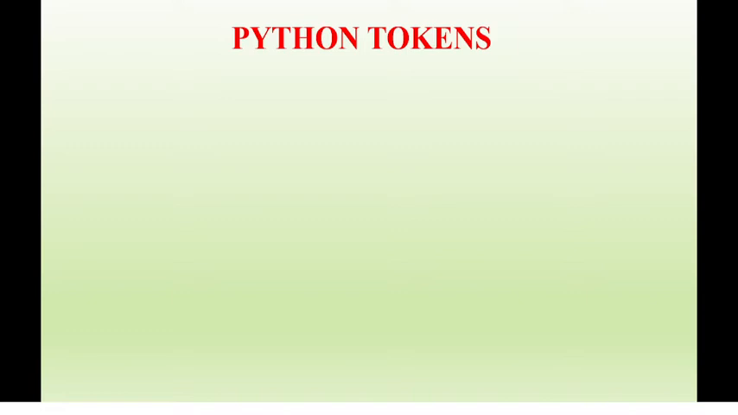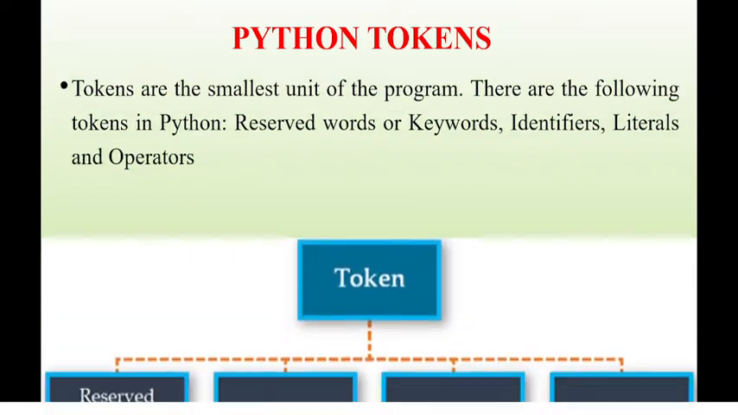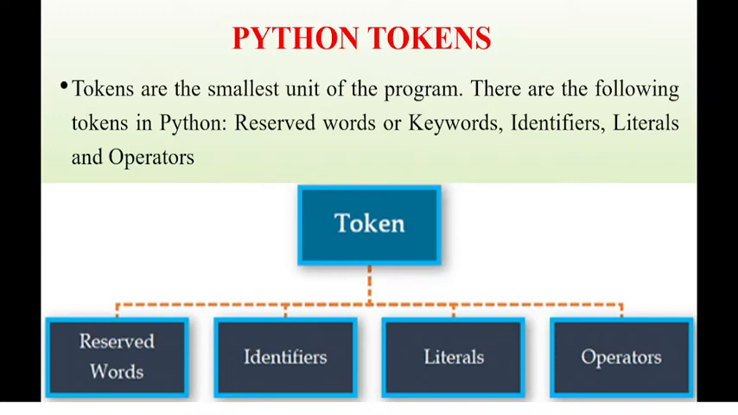In this video, I am going to discuss Python tokens. Basically, Python tokens are small units of programming language. Python supports four different types of tokens: keywords, identifiers, literals, and operators. In this video, I will discuss only the definitions of the Python tokens. In my next videos, I will discuss keywords, identifiers, literals, and operators clearly.